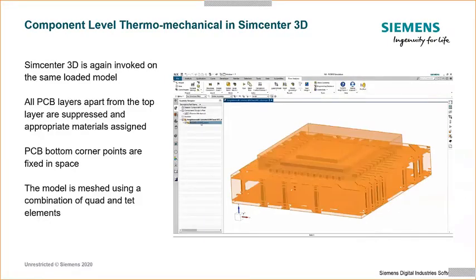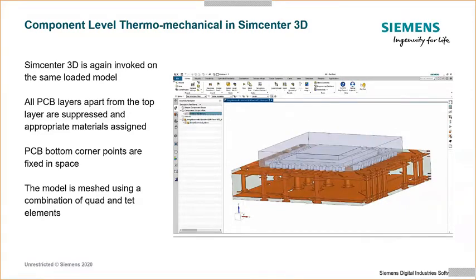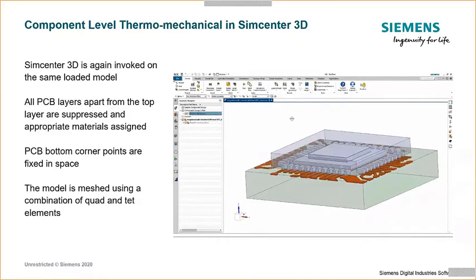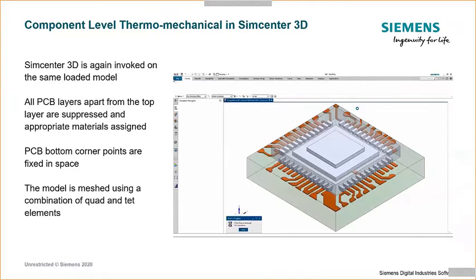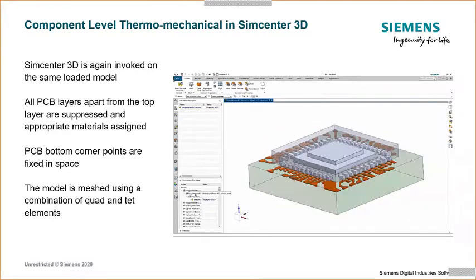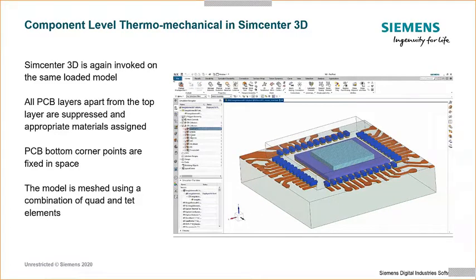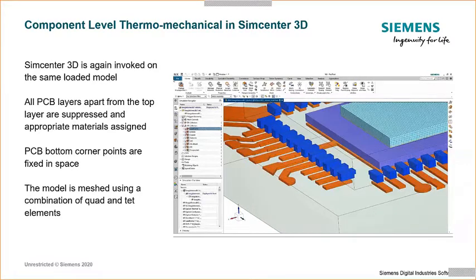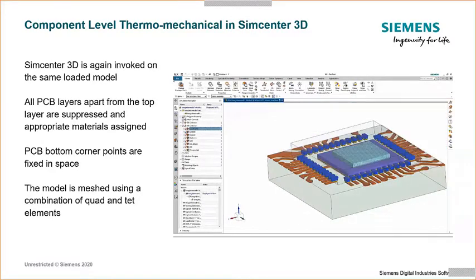Now, what we're showing here is we're going to suppress all the layers in the thermal territory apart from the top layer. There is no requirement that the structural model has exactly the same geometry as the thermal model. Any geometry that might be important for the thermal model and not for the structural model can be suppressed.